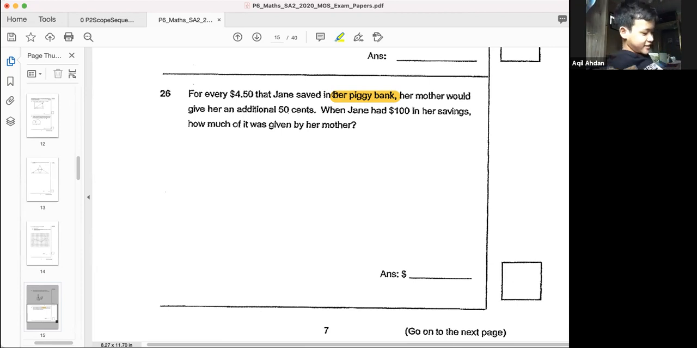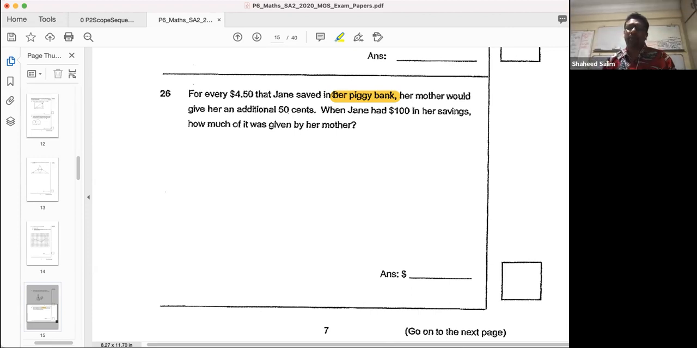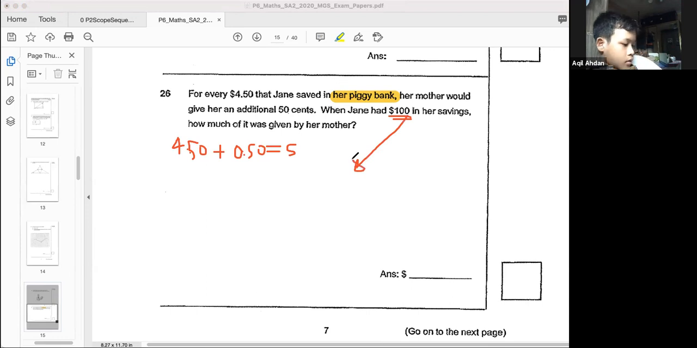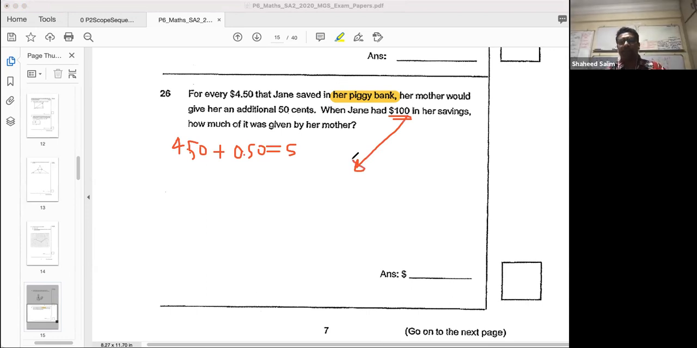All right, how many times must she put $4.50 inside the piggy bank before she reaches $100? That's what you need to know. It's not hard. Every time you put $4.50 inside, mommy will put how much? 50 cents. So every time $4.50, you get 50 cents. So altogether, every time you put in, it's not $4.50, but $5. So how many $5 savings did she make? How many times? Then you can find. You find how many times.